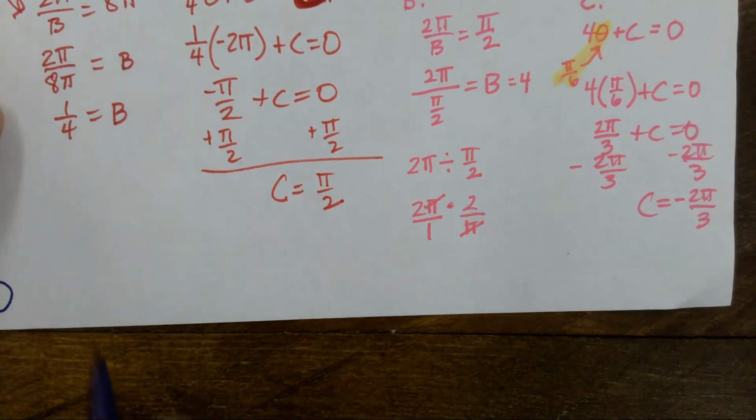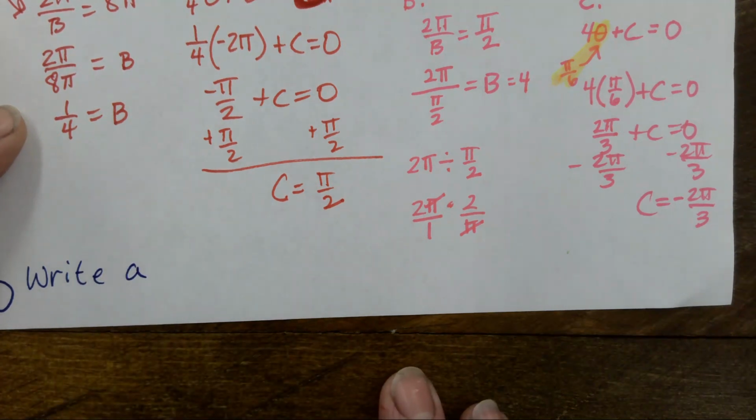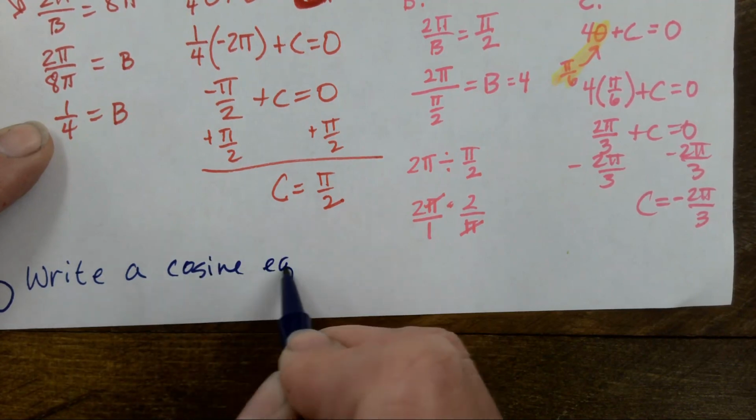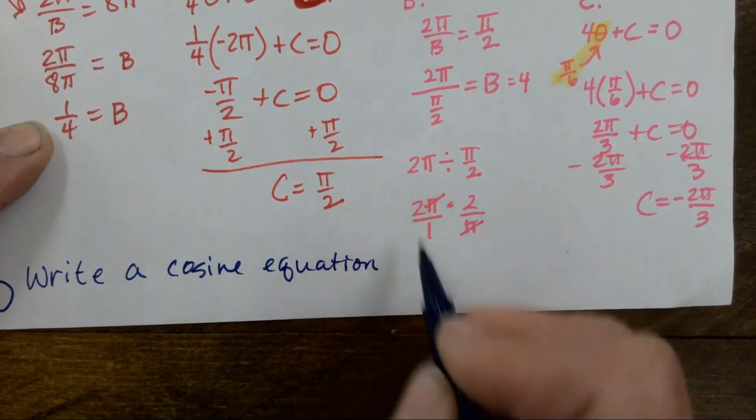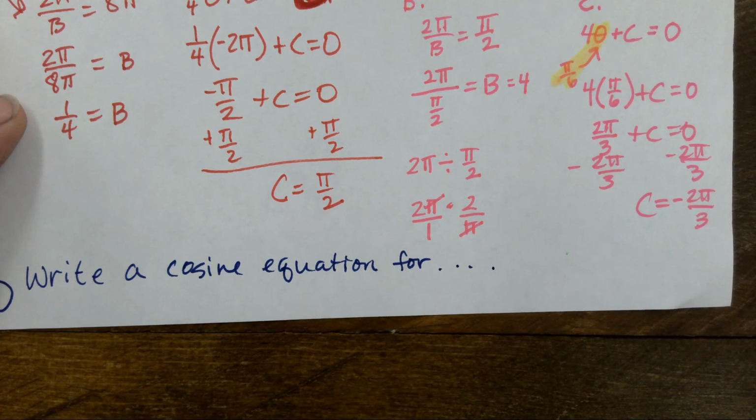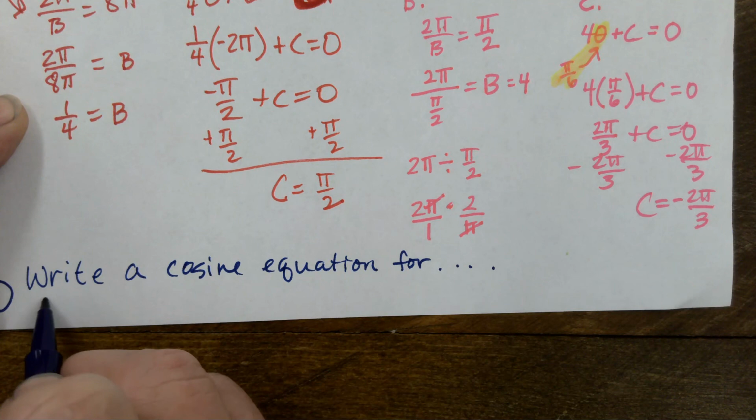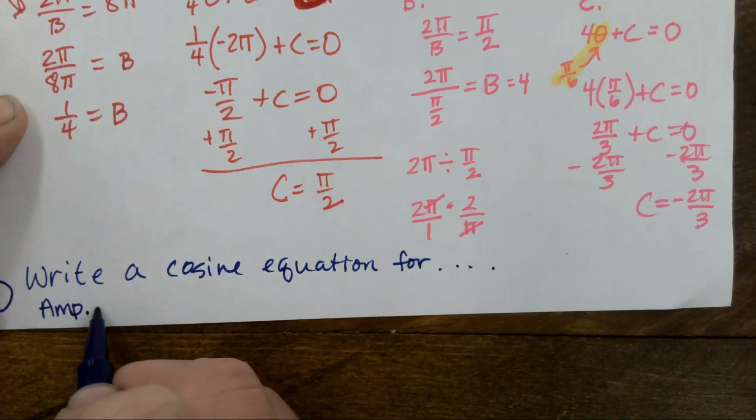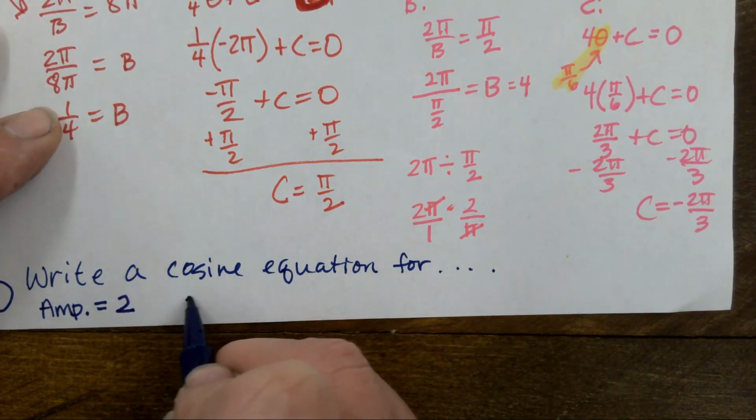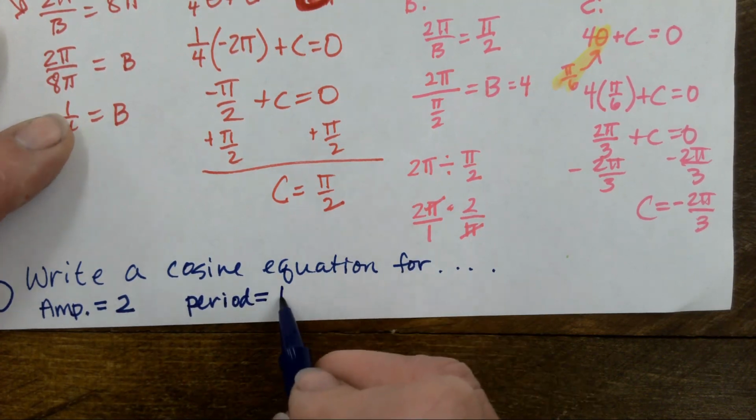All right? Let's write which one do you want? Cosine or sine? Cosine, great. A cosine equation for blah, blah, blah. You know what the directions are. A graph that has the following information. It's got an amplitude. Somebody give me a number for a good amplitude. 2. Super. Let's do a period. Give me something with pi. 4 pi. Great. 4 pi.